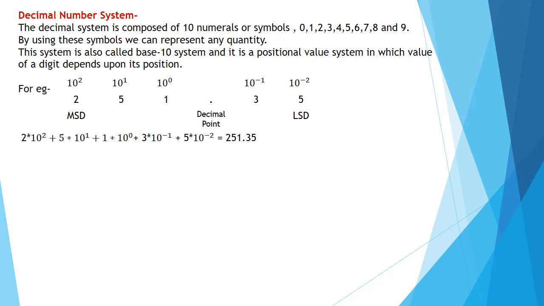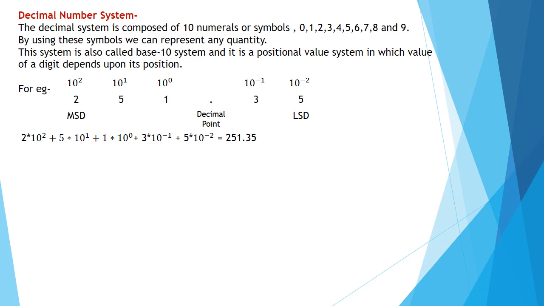Now this system is also called the base 10 system, since we have 10 digits in this, so we write it as a base 10 system. And it is a positional value system. Why is it known as a positional value system? Because in this the value of a digit depends upon its position. That is, if we are writing 123, then in 123, 3 is at the unit place, so its value depends upon its position, that is, on its units place.